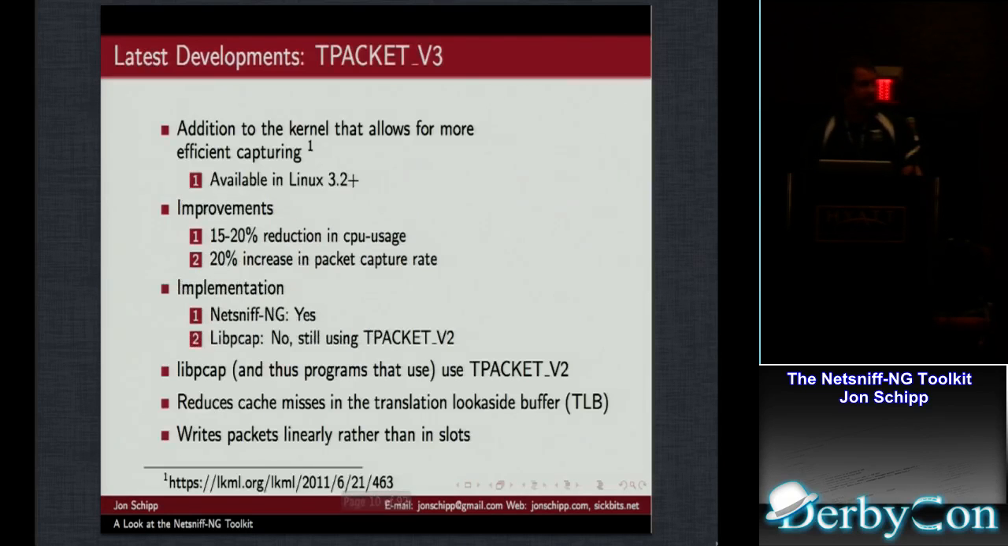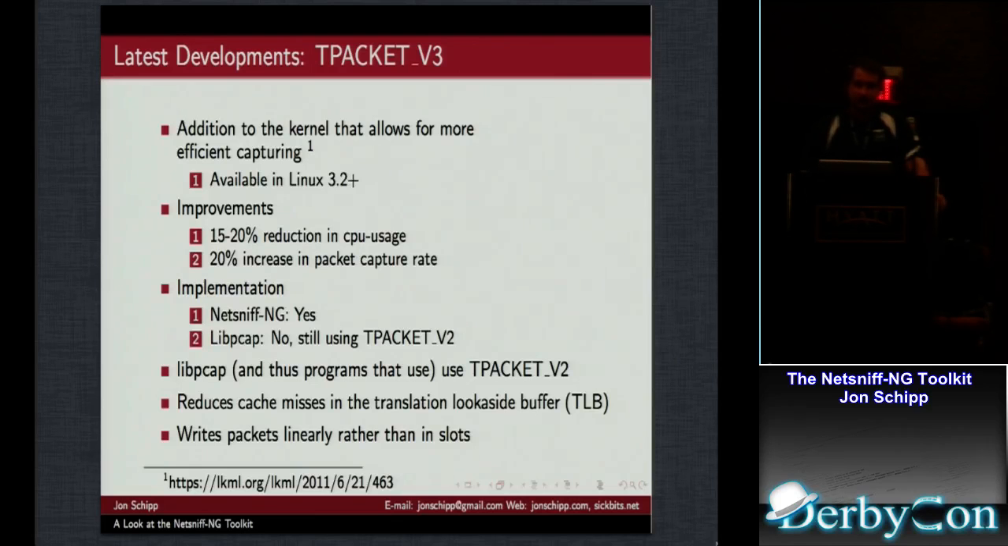An example of this is tpacket v3. This is a new structure for packets, developed by Chetan Loke, and it replaces tpacket v2 in the kernel. The results, which is the important part for many of us, is a 15-20% reduction in reported CPU usage and a 20% increase in packet capture.